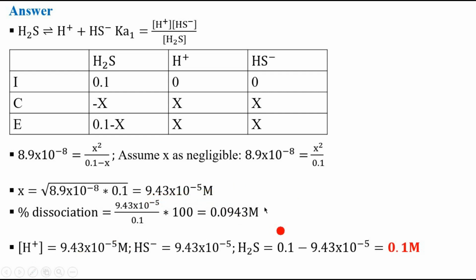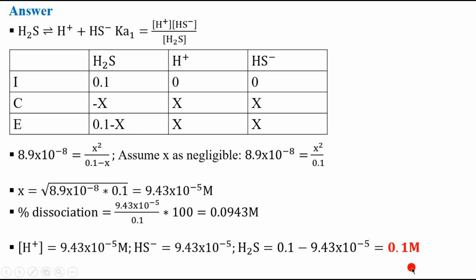Here it is a percentage and not the molarity. Then we have also here, this is the H plus from the first dissociation. Then we can determine the HS minus is equal also to H plus because they are X and the X. We have also H2S which is equal to 0.1 minus X, which is equal to 0.1 minus this value which is X. We get 0.1 molar.